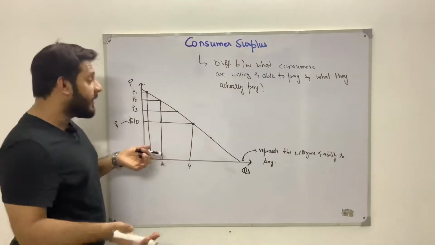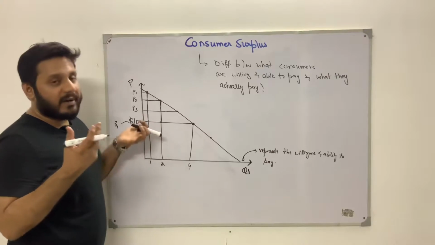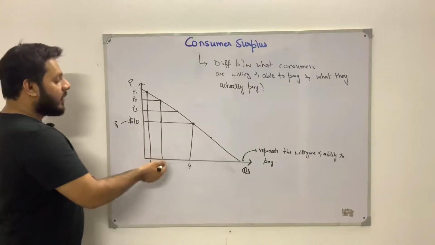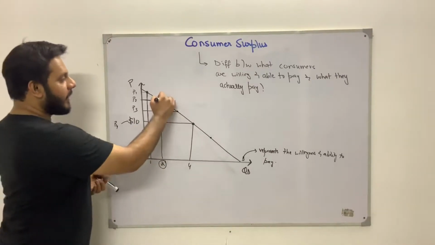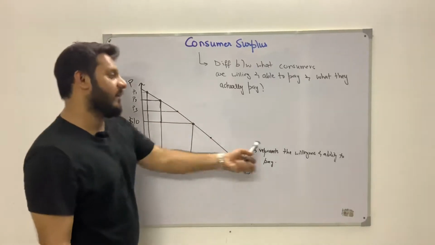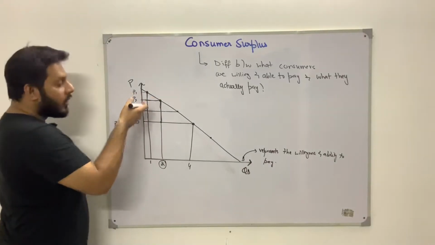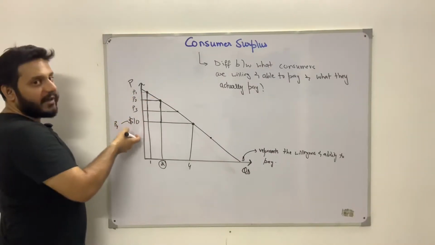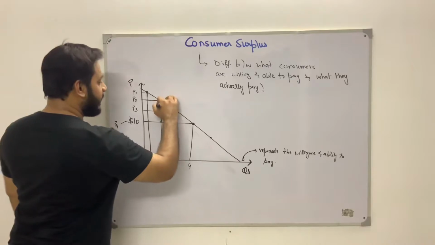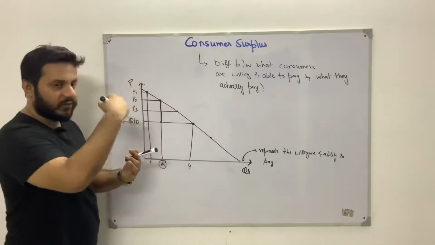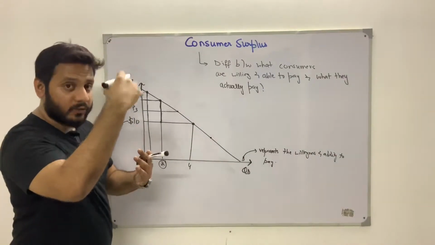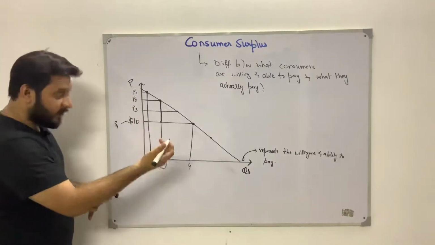And you can see that there is a welfare gain for the consumer. Why? Because for the second chocolate, he is actually willing to pay more, since the demand curve represents the willingness and ability to pay. So obviously for the second chocolate, he is willing to pay P2, but he ends up paying $10. He's paying less, right? So this vertical distance is representing the consumer surplus for the second chocolate, right?